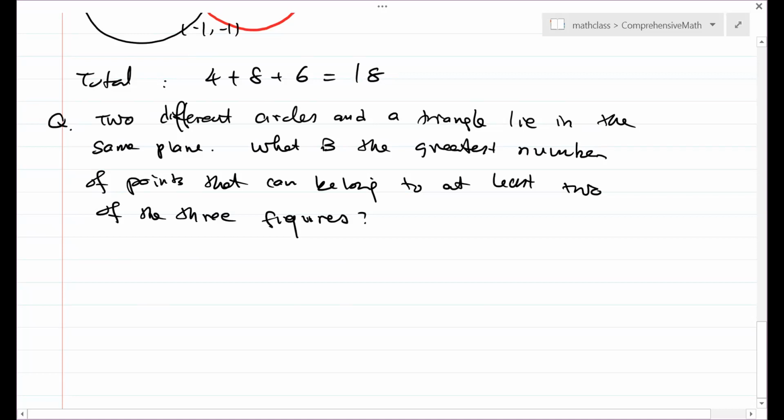Yeah, you think about that. Try to make as many intersection points as possible. Don't miss any. All you have to do is just draw the picture.